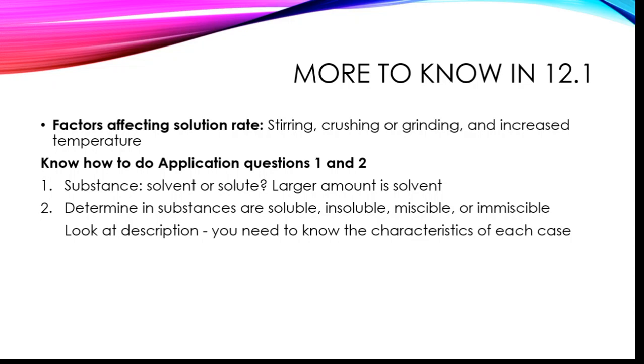Also, you need to determine which substances are soluble, insoluble, miscible, or immiscible. The biggest thing to know is to look at the description. What are the characteristics of something that is insoluble? Possibly you have part of the solute at the bottom, undissolved. Something that is immiscible: maybe you have two liquids that separate. So you just need to get familiar with what the different cases might look like.